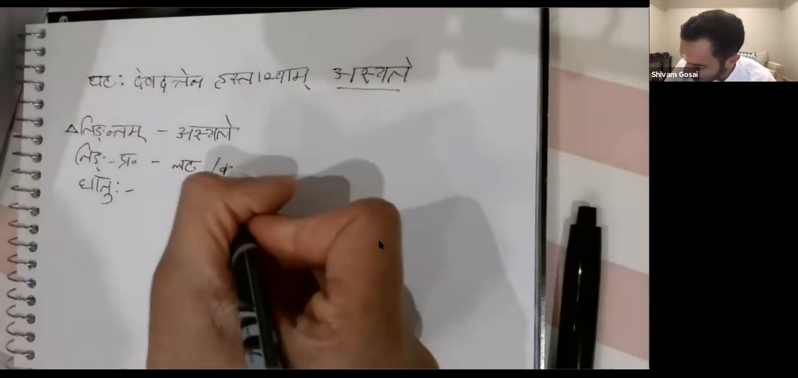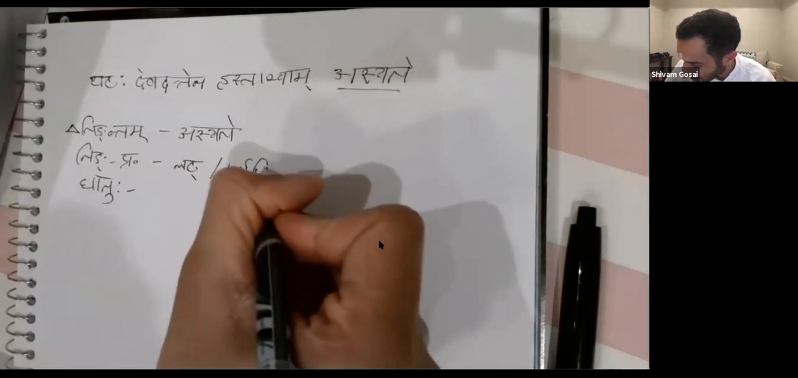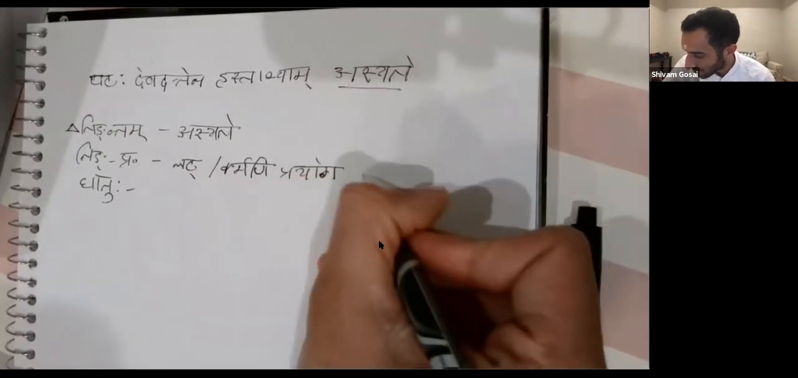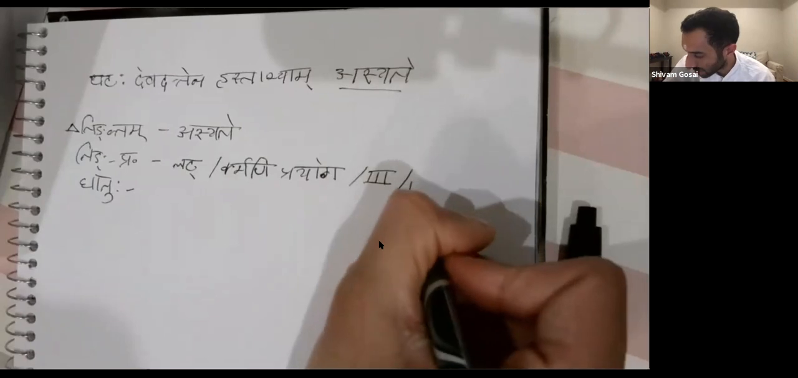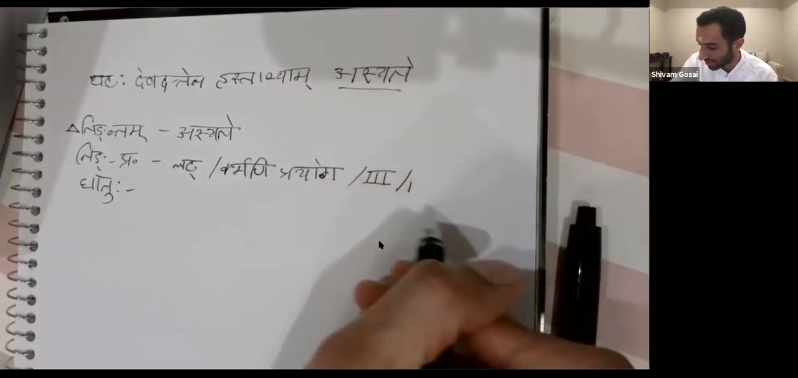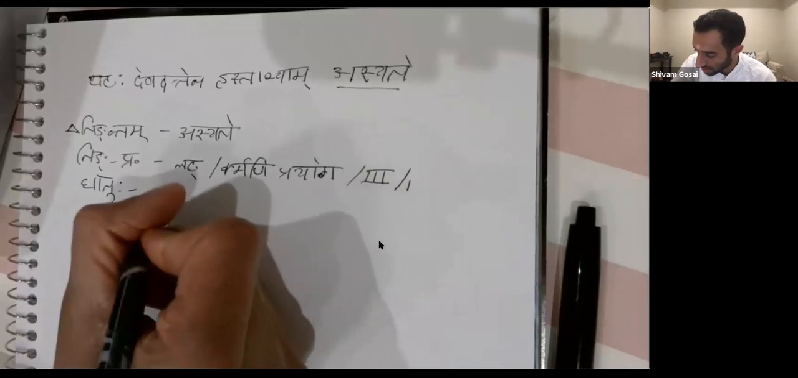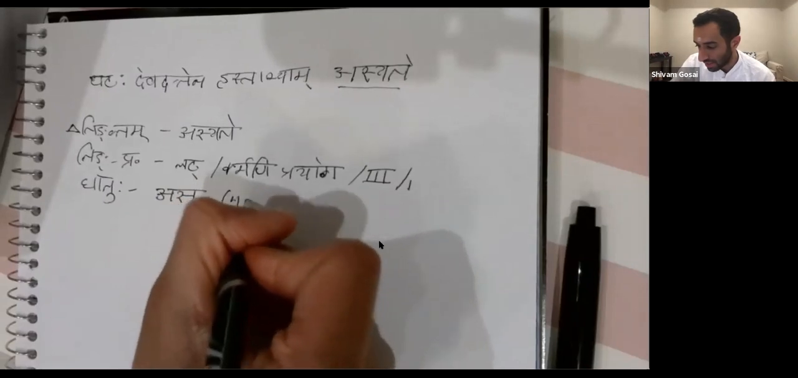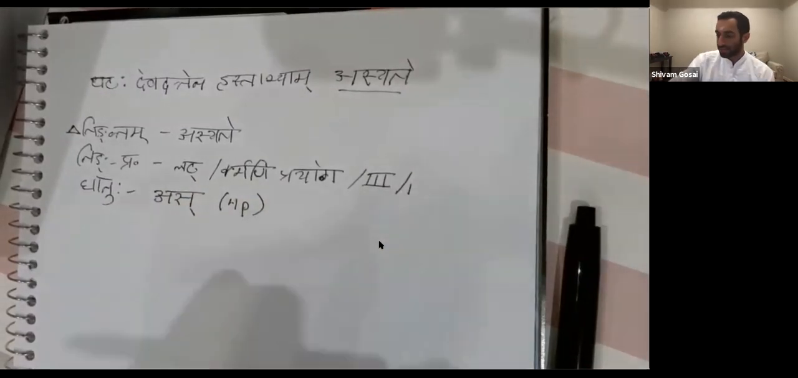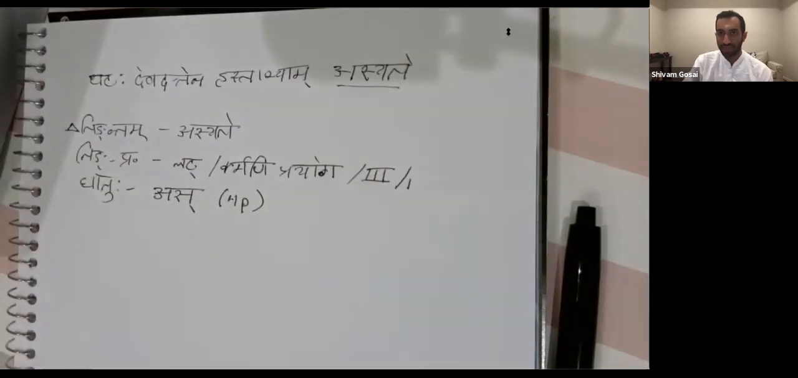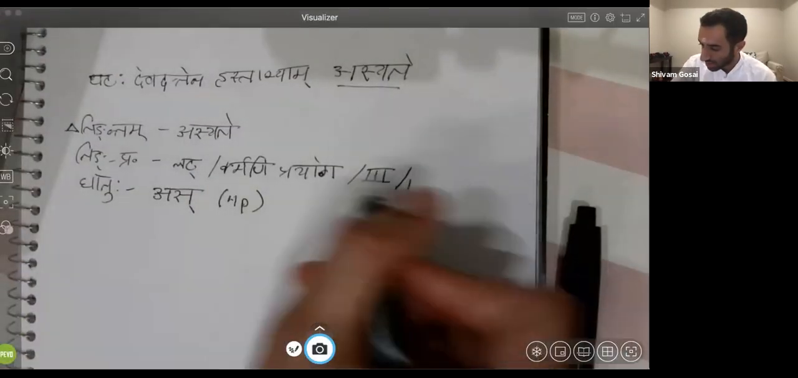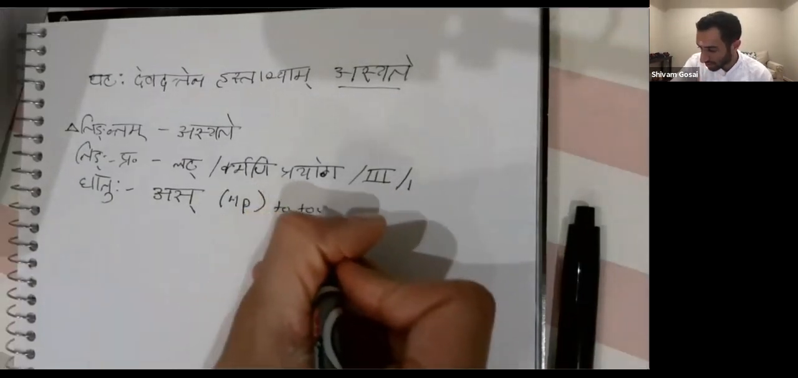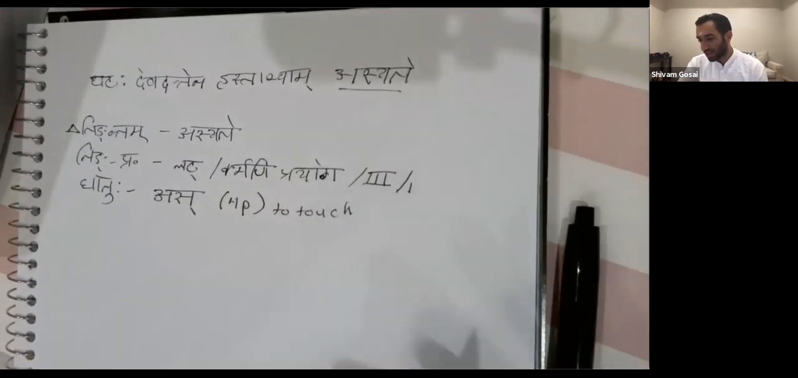Okay, yeah, it's karmani prayoga. And it's third one, Prathama Purusha Ekavachanam. This is a dhatu, I believe it's 4p. But we see it's Atmanepada, so we know that it's Karmani Prayoga, right? As 4p means to touch. So far we know it says he, she, it touches. Something touches.